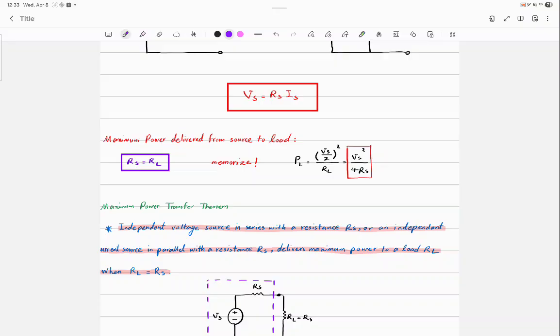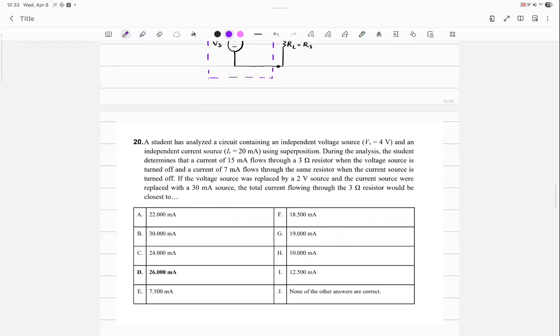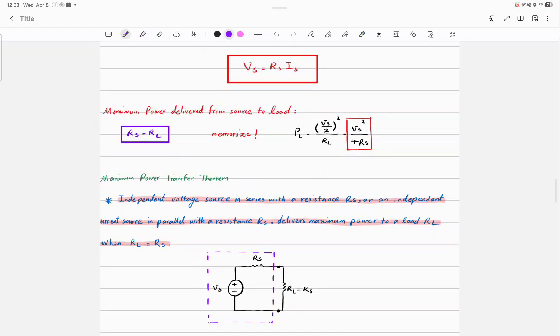Usually you get two questions for this type of problem. The first one is, what should be the value of RL to receive the maximum power? Then you simplify the circuit until you single out one voltage source and one resistor, and then the value of RL should be equal to RS. The next question is, how much is the maximum power? Then that is the second formula: Vs squared over 4RS. Okay? I'm done with the review.